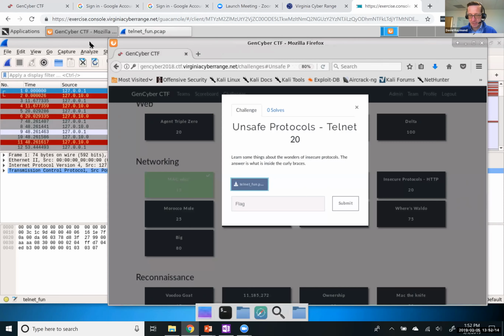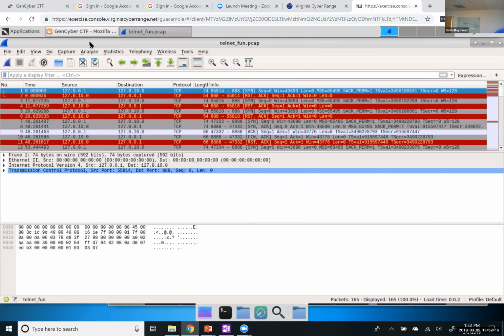And it would also take more work than what I'm going to do right now, because what I'm going to do right now is try to take a simpler approach to solving this challenge without having to dig into the Telnet protocol. Again, this is a low point challenge, so I don't expect it to be super difficult.